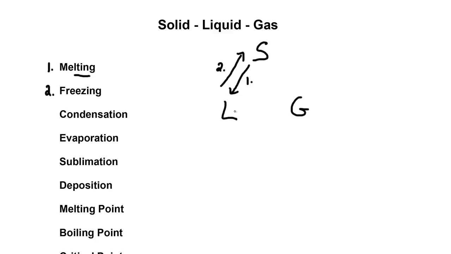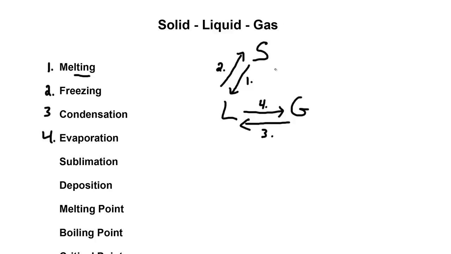Now we're going to do condensation. If you're going to condense something, you're going to go from the gas state to the liquid state. That's called condensation. And then if we go from the liquid state to the gas state, that is called evaporation. All right, so that's evaporation. Now most students know the answer to those first 4, but it's these next 2 that sometimes get overlooked.